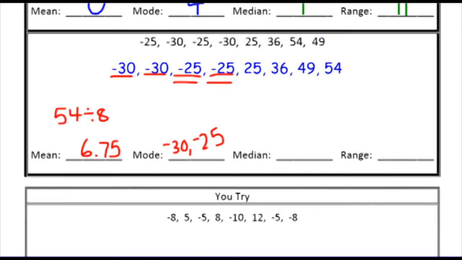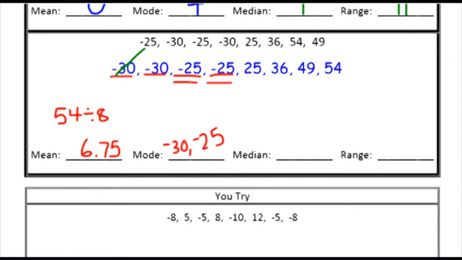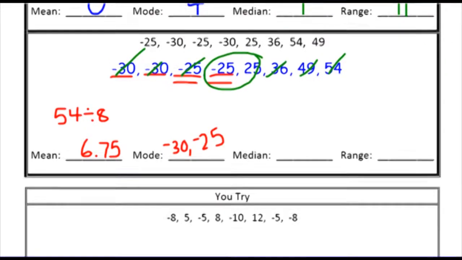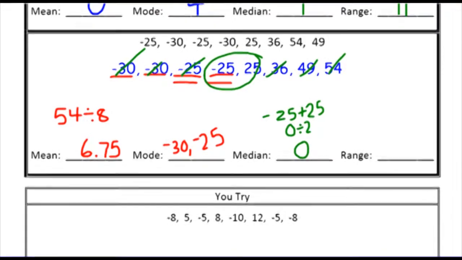To find my median, I just cross out sides, moving in. Left, right, left, right. There's two values in the middle. I know that because there's an even set. There's 8. Negative 25 plus positive 25. I remember way back at the beginning of the year, when we add opposites, we get 0. Because I have two values, I need to add them up to get 0 and divide by 2. I need to take my mean. So I should get a median of 0.